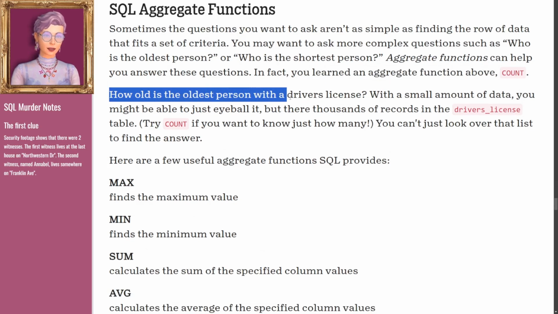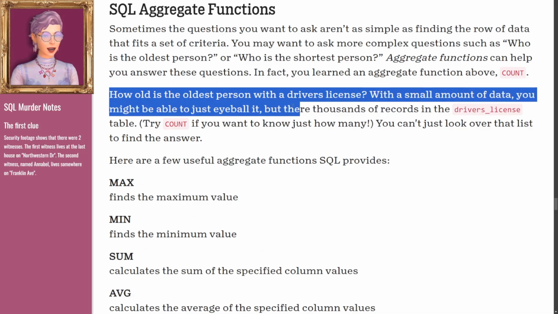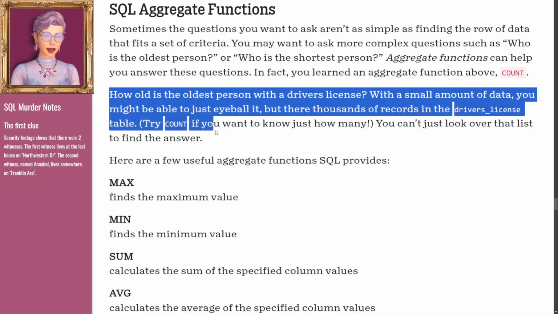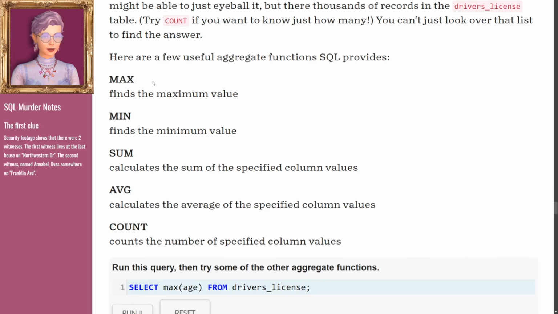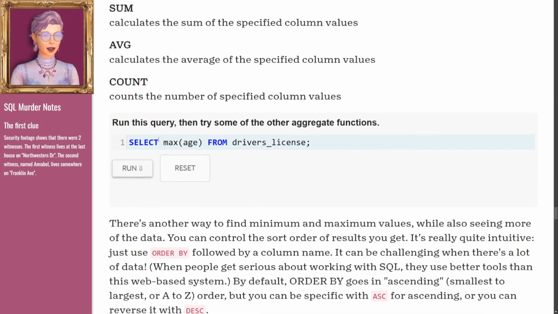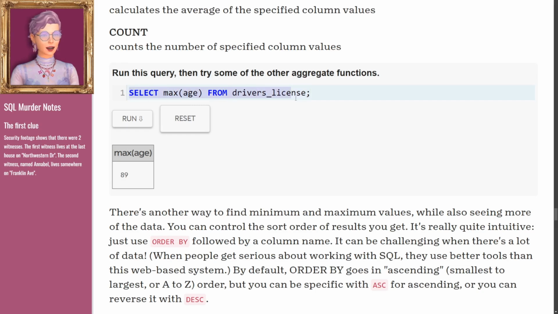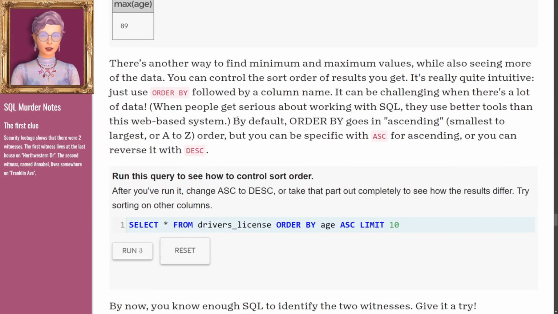How old is the oldest person with a driver's license? With a small amount of data, you might be able to just eyeball it, but there are thousands of records in the driver's license table. You can't look over the list to find the answer. Okay, we have max, min, sum, average, and count. So we could select max age from driver's license. This tells us the max age, but it doesn't tell us who that person is. I assume it'll tell us eventually how to do that, but that would be really useful information.